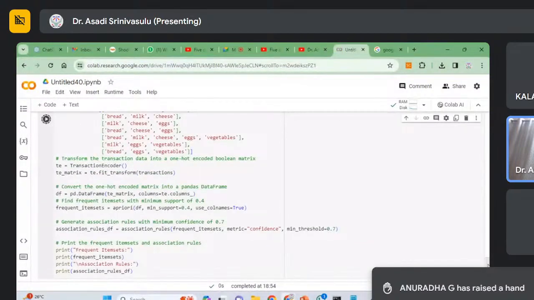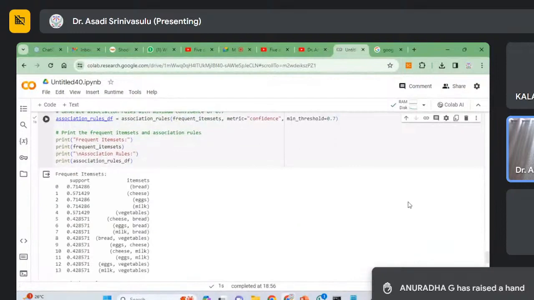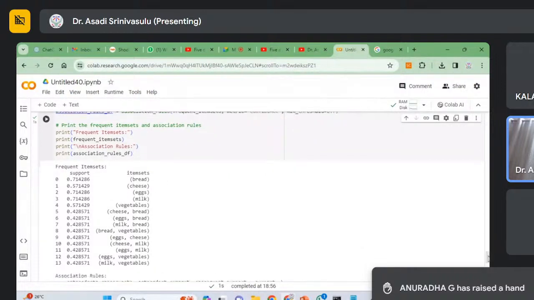See, now I am generating the output. See now, the item sets. Please, my dear friends, 71% support for bread, cheese 57%, eggs. These are the frequent item sets.